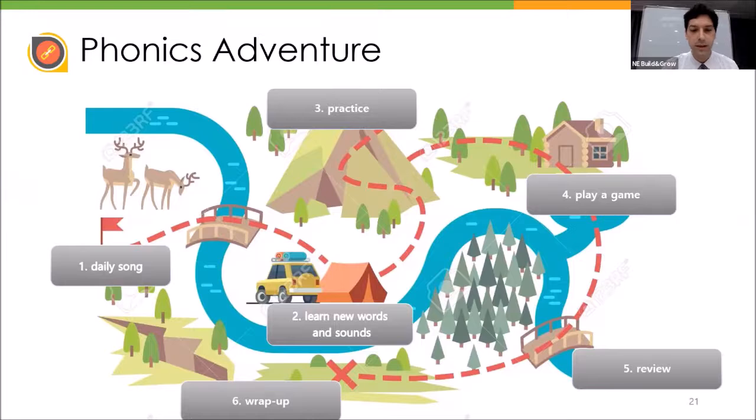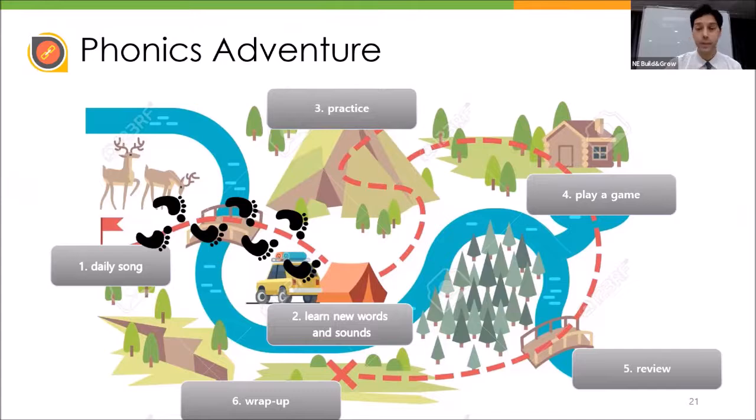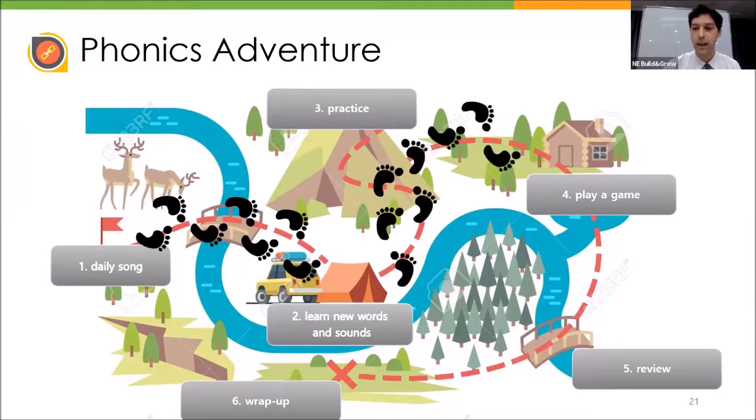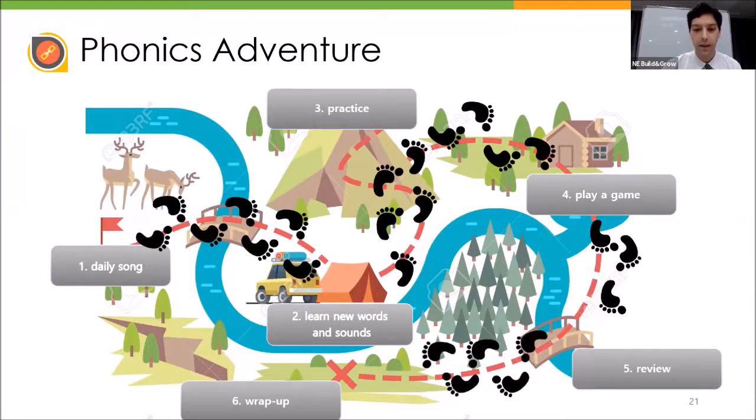So I'm going to explain to the students that we're going to start with our song, and then we're going to walk over to the Learn New Words and Sounds activity. Here, this is where I'm going to teach my students new information from whatever unit we're working on in the book. And then after that, we're going to have some practice. When we finish our practice, we're going to take a rest in the cabin here, and we're going to have some fun and play a game. And then after that, we're going to review what we've done. And finally, we're going to wrap up the lesson.